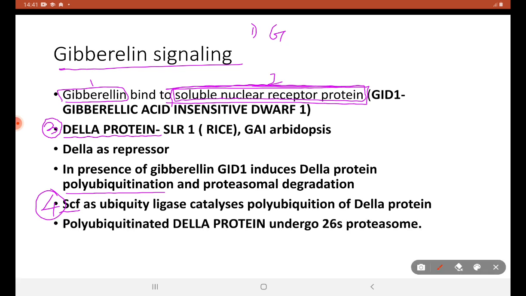Major components include gibberellic acid, the soluble nuclear receptor protein GID1, DELLA protein, SCF, polyubiquitination, and 26S proteasome mediated degradation. These are the major components of the gibberellin signaling pathway. This is the overview of gibberellin signaling. We will see it in detail.